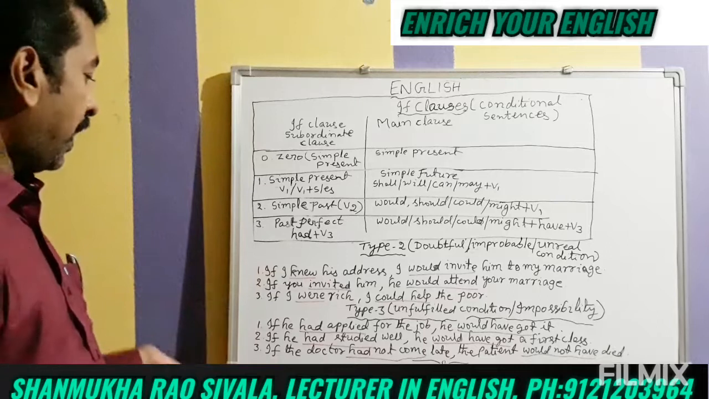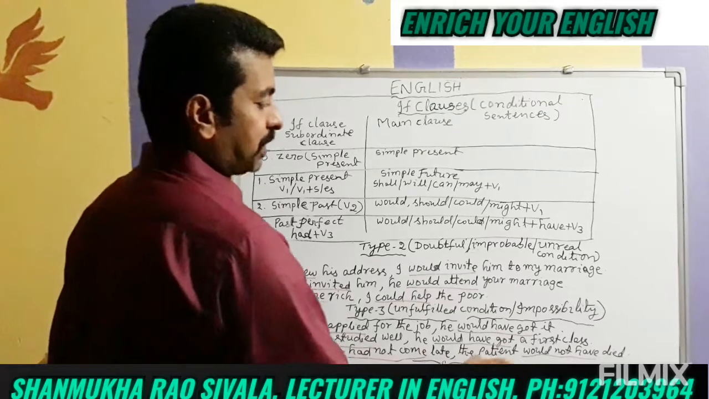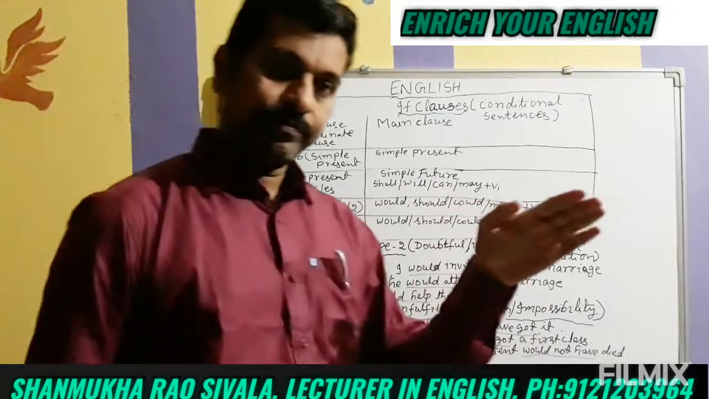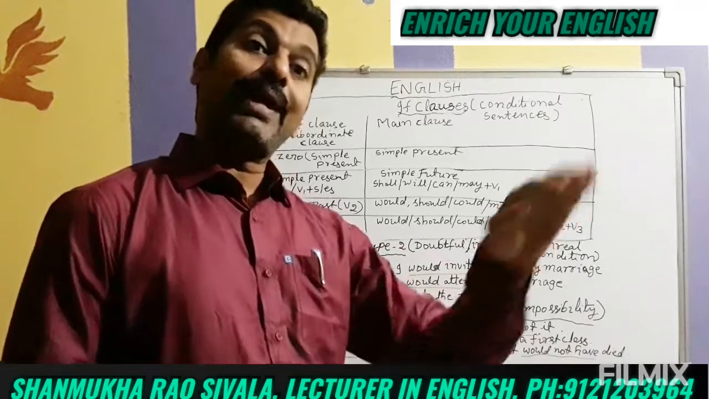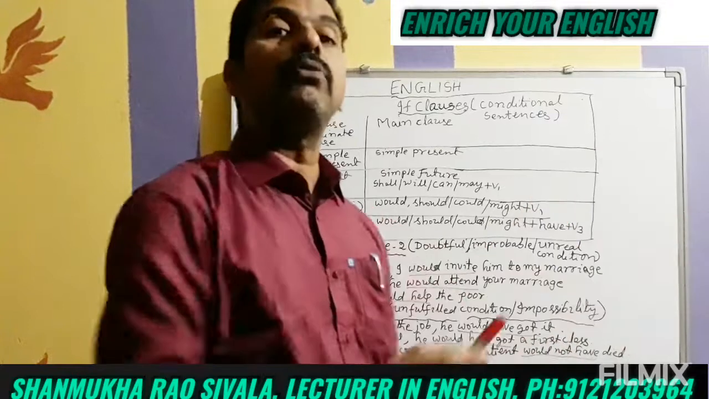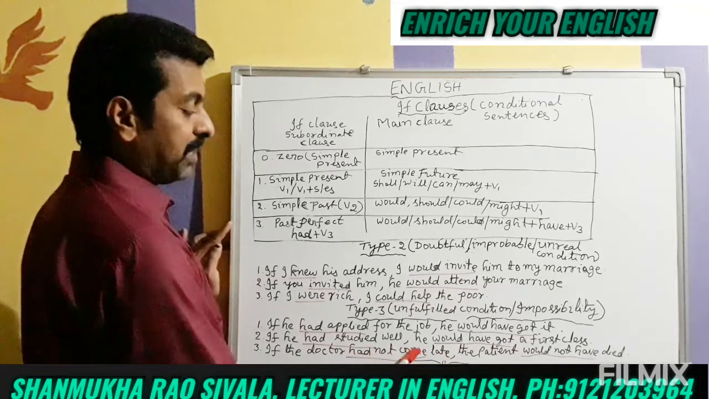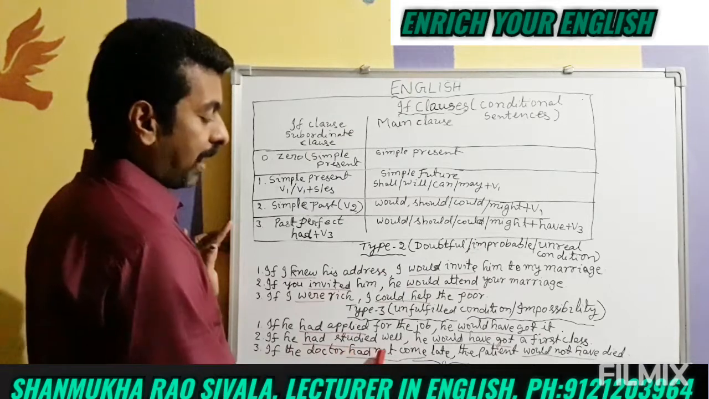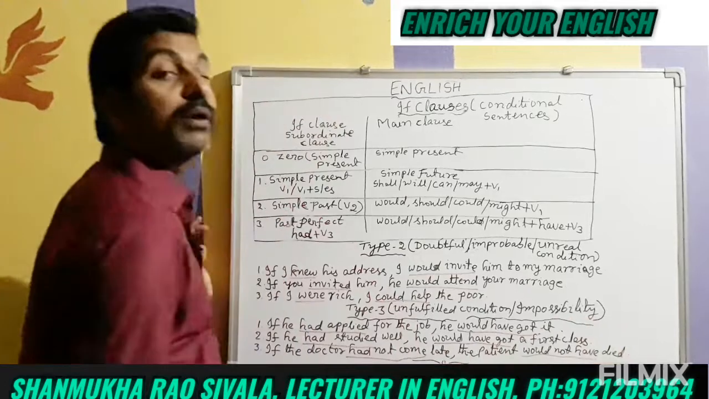Okay friends. And the second one: if the doctor had not come late, the patient would not have died. The doctor came late, the patient died. So later on we are saying, if the doctor had not come late, the patient would not have died. Had plus V3, had come, came, come. If the doctor had not come late, the patient would not have died. Would not have plus V3, would not have died.